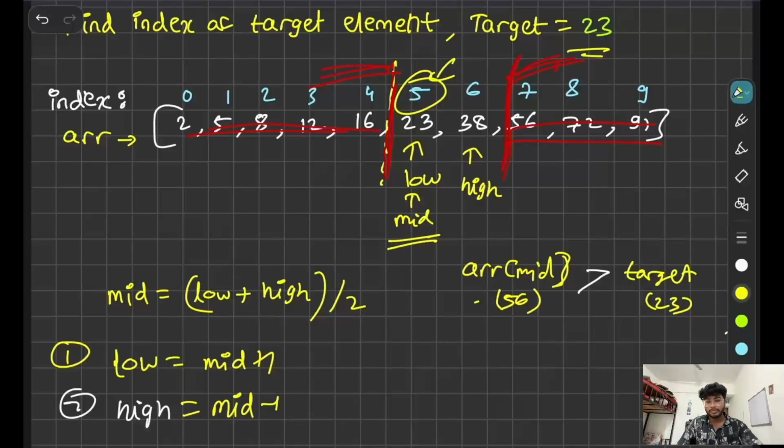Got it? So what we are doing is just eliminating search space by checking the condition on array of mid and target.